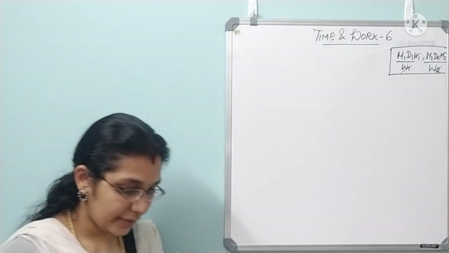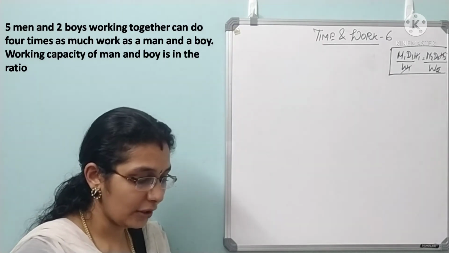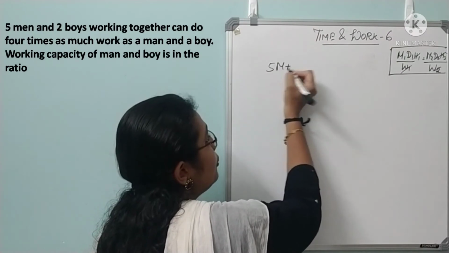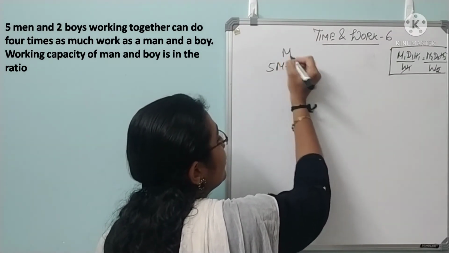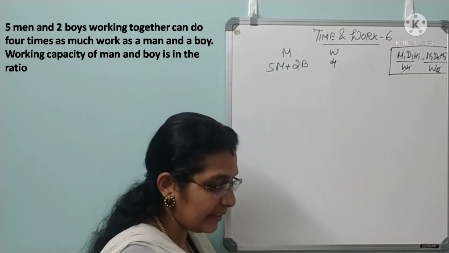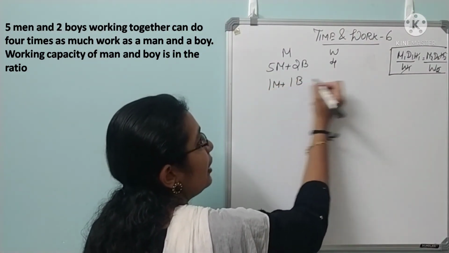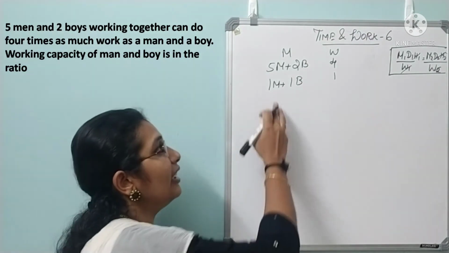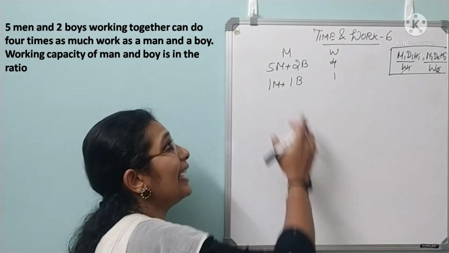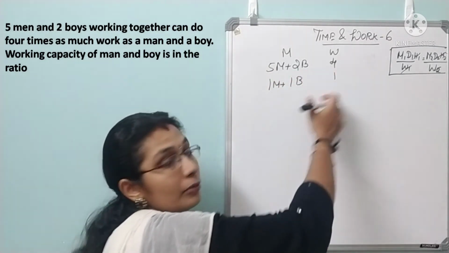Now, we will go with the next question. 5 men and 2 boys working together can do 4 times as much work as 1 man and a boy. So 1 man plus 1 boy. What is the meaning? If 1 man and 1 boy join together and work, they will complete 1 unit. Whereas 5 men plus 2 boys, when they join together, will complete 4 units of work.